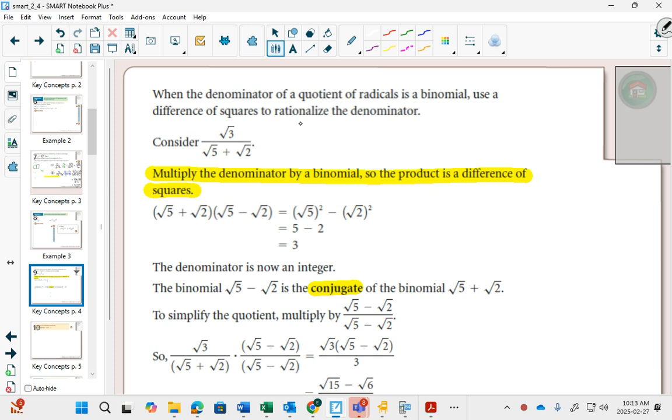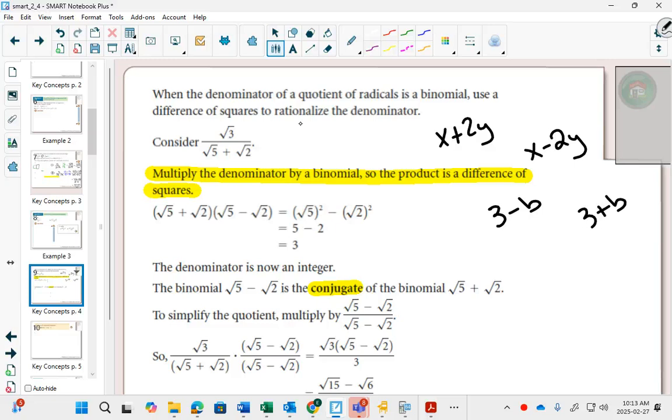So if I gave you something like x plus 2y, and I said, what's the conjugate? The conjugate would be the same thing with a different sign, x minus 2y. If I gave you 3 minus b, what's the conjugate? 3 plus b. And whenever we have conjugates and we multiply them together, we always get the difference of squares.